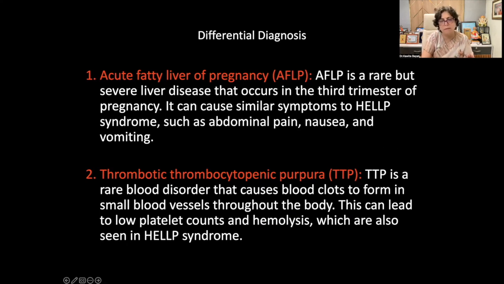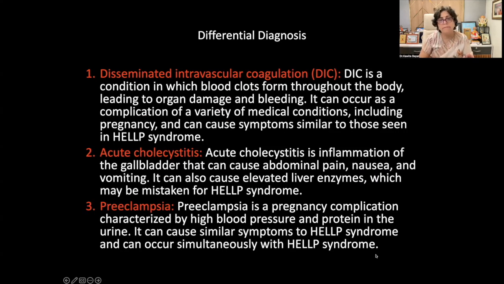And TTP, thrombocytopenic purpura, is a rare blood disorder. This can also lead to low platelet count and hemolysis, which is seen in HELLP syndrome. Then third, we have to differentiate DIC, a condition where blood clots form throughout the body, leading to organ damage and bleeding. It is a complication of a variety of medical conditions. We have to differentiate it from HELLP syndrome.